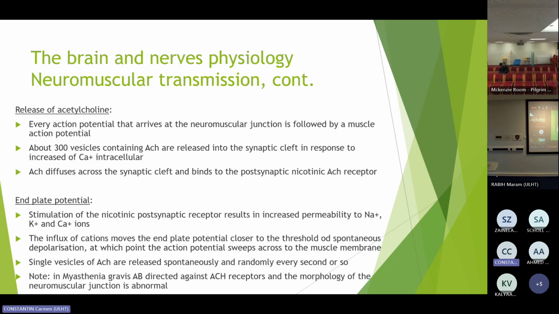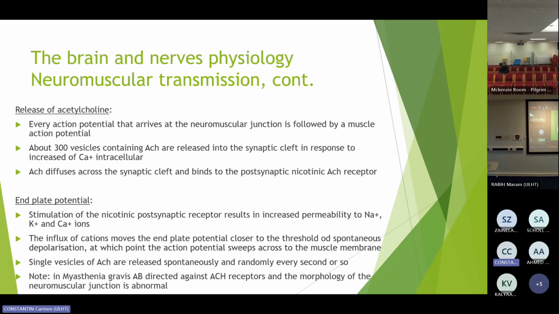Just briefly, to understand the release in neuromuscular transmission, a release of acetylcholine: every action potential that arrives at the neuromuscular junction is followed by a muscle action potential. And we have around 300 vesicles containing acetylcholine, which are released into the synaptic cleft in response to the increased intracellular calcium.